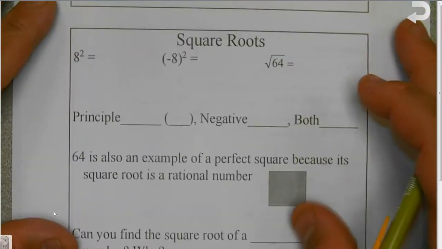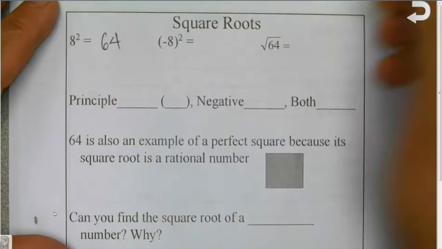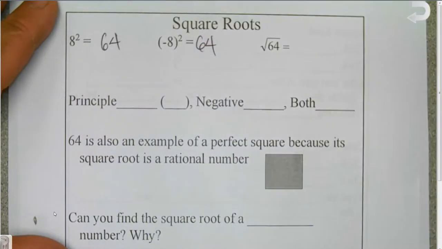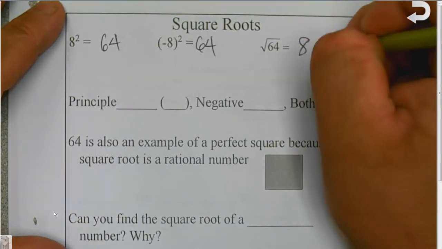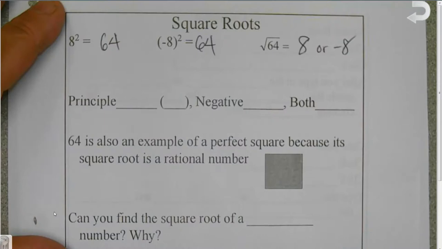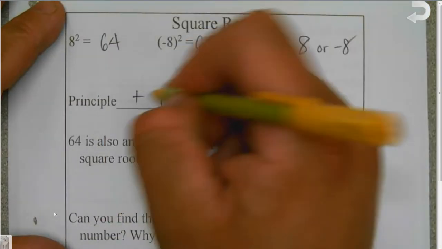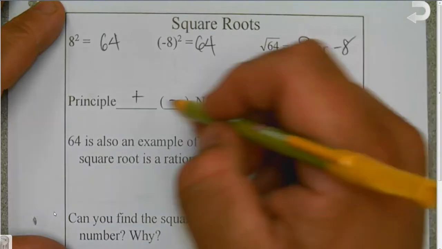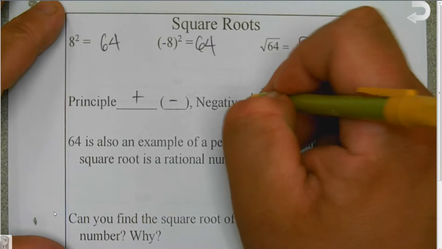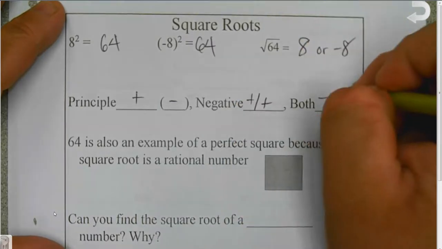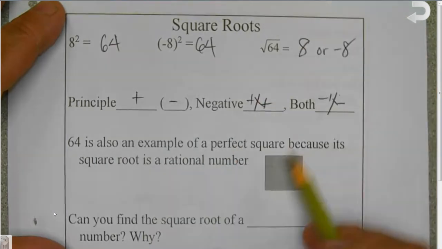We also have to cover square roots. You guys know that 8 squared is 64, negative 8 squared is 64. However, the square root of 64 can be 8 or negative 8. And the principle is because if it's a positive times a negative, you get a negative. But if it's a positive times a positive or a negative times a negative, then you end up with a positive both ways.